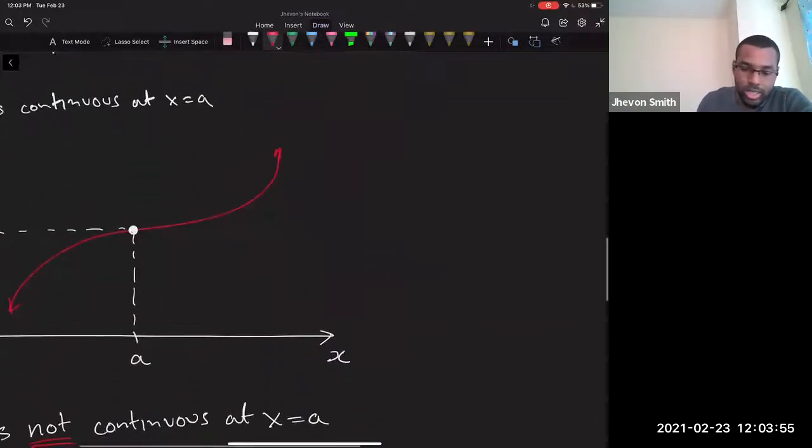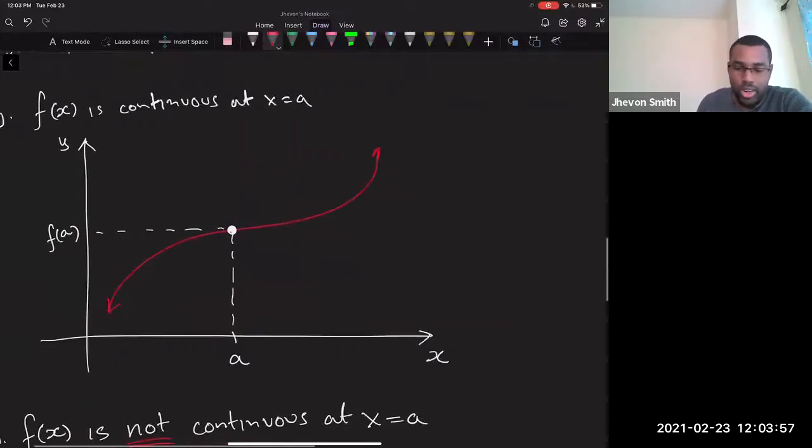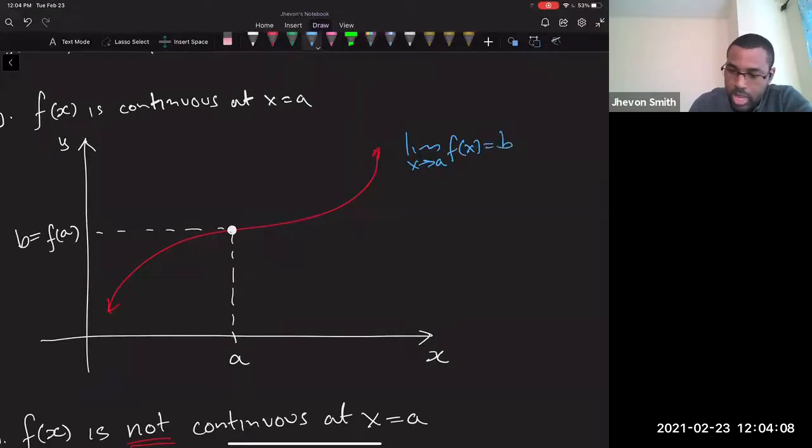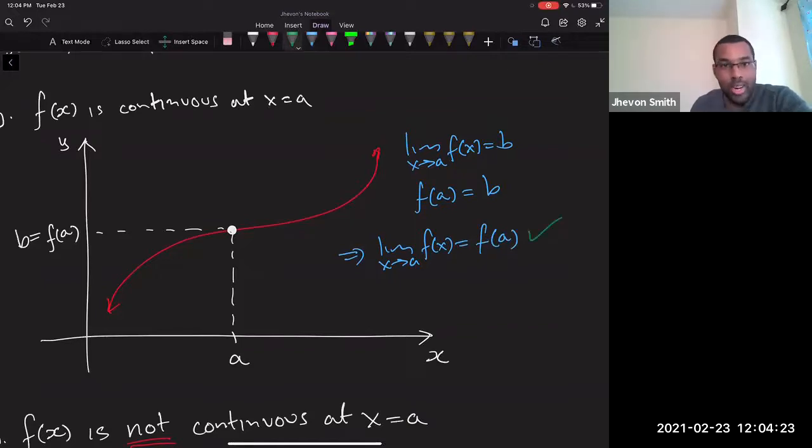Conversely, if I go to this top one where I said everything is hunky-dory, and I call this output B, you'll notice that if I look at the limit as x approaches a of f of x, what is that? Well, it's B. If I look at the actual value of the function, B, you'll notice that the limit as x approaches a of f of x is actually equal to the value of the function at that point. Turns out that when that equation is satisfied, something nice happens.